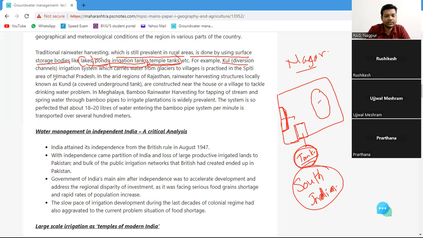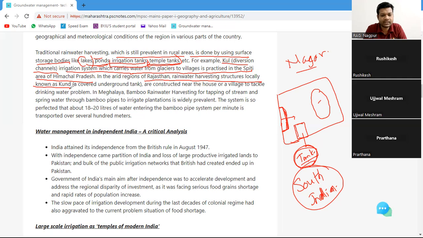Like Kul, which is a divergent channel irrigation system that carries water from glaciers to villages. It is practiced in the Spiti area of Himachal Pradesh. This is one of the examples. In the arid regions of Rajasthan, rainwater harvesting structures are locally known as Kund. You might also have heard about Baulis or Baudi, the stepped well.